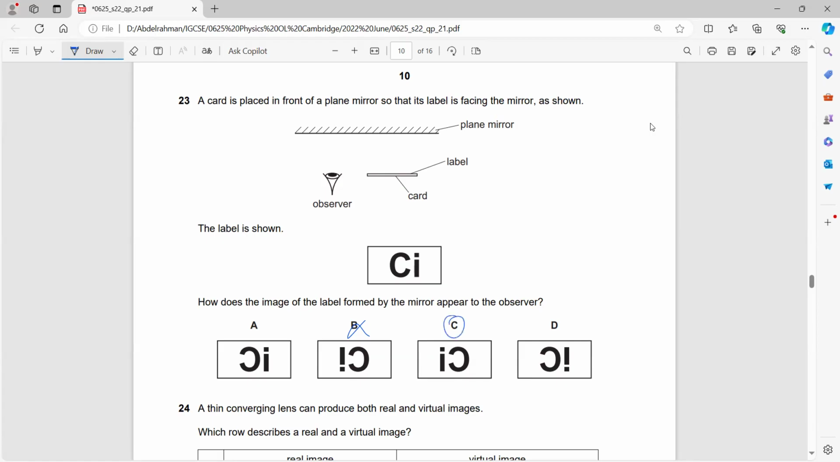C. Yes. Why? Because if this is the mirror, then it would appear laterally inverted, left to right. That's it. Okay.